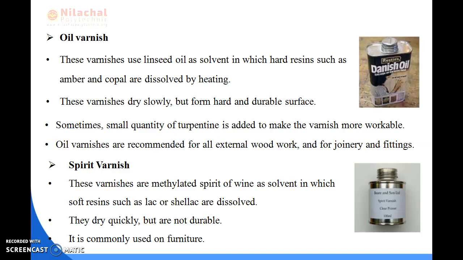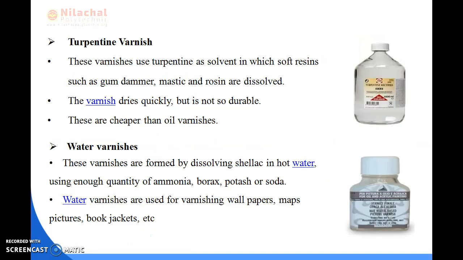And in this spirit varnish there is methylated spirit of wine as a solvent and soft resins, we can say lac or shellac, dissolved in the spirit varnish. Okay. So next we will be reading about turpentine varnish in the next slide.